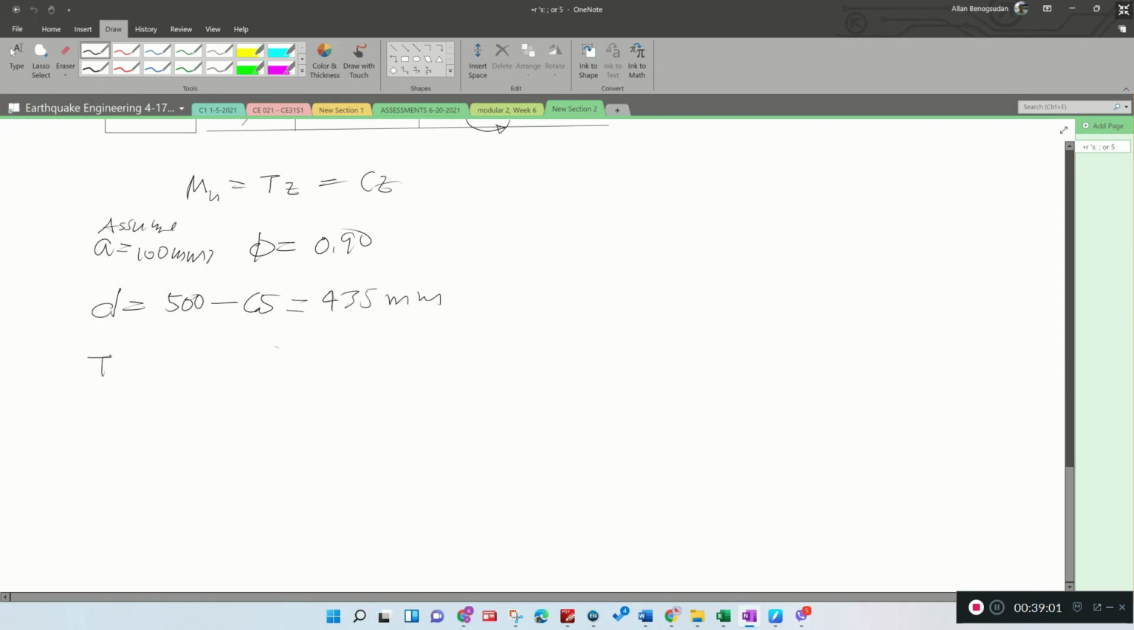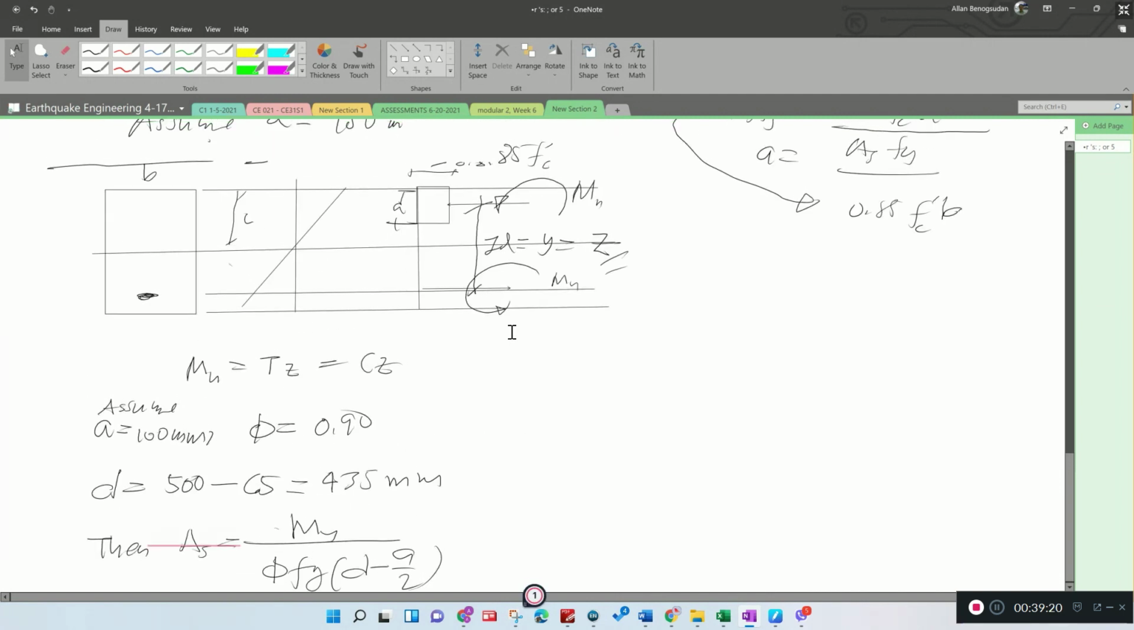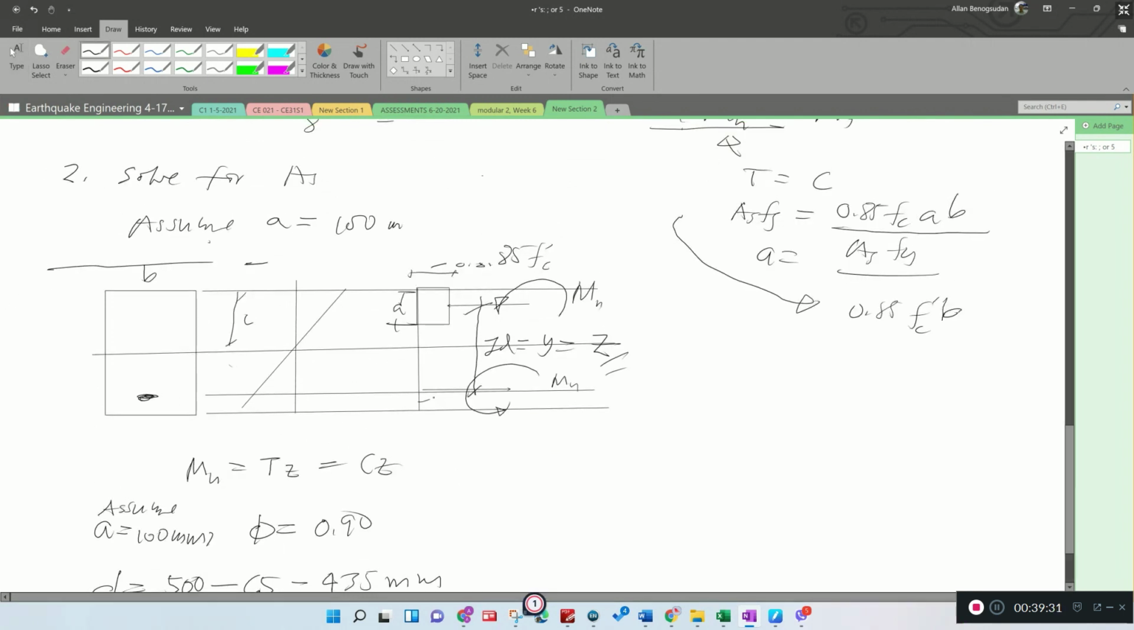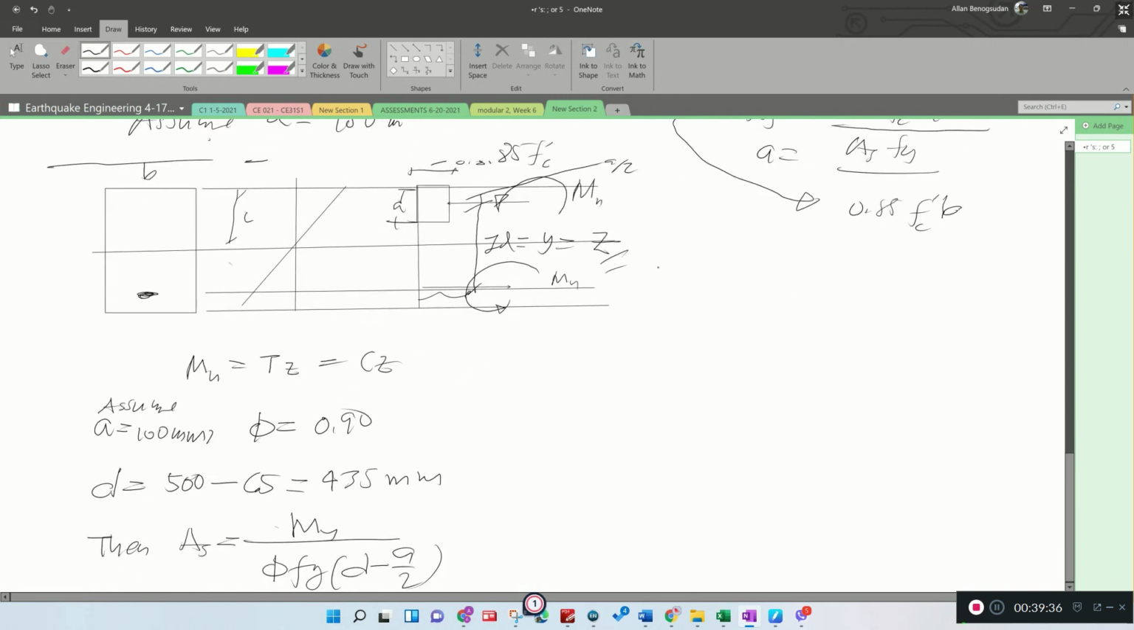Then can we do now the As? As is equal to Mu all over phi fy (d minus a/2). Where is that coming from? a/2, because this one is a, that one is a, so that one is a over 2. I'm just reviewing you. So that's how we got it.